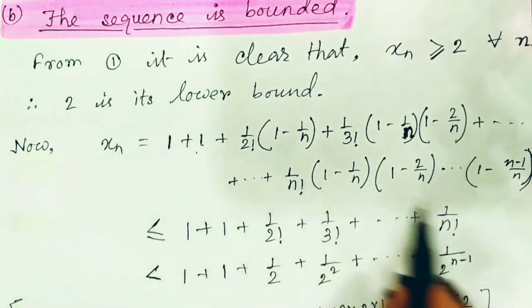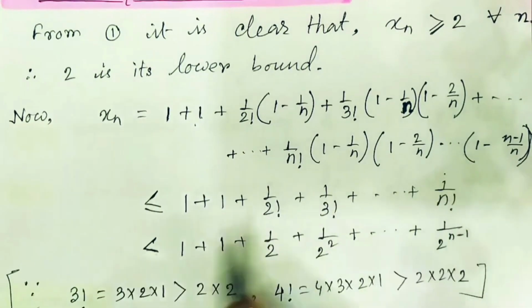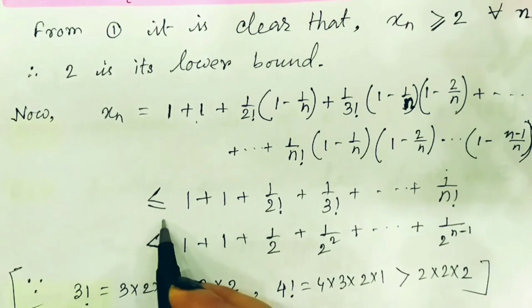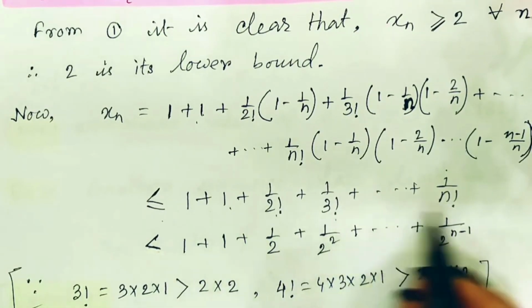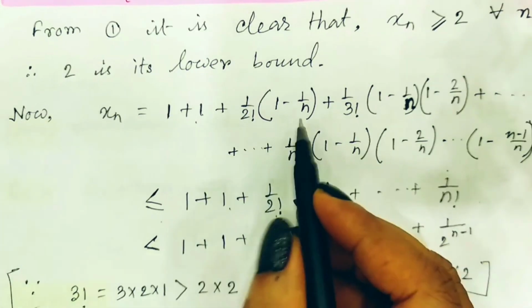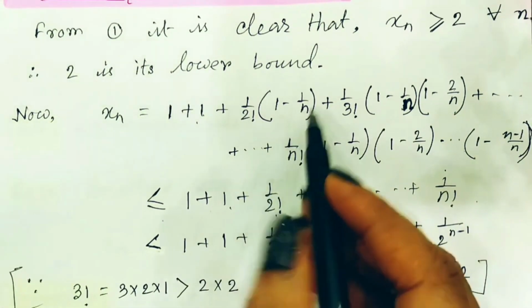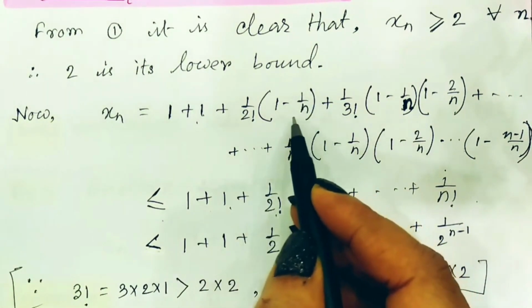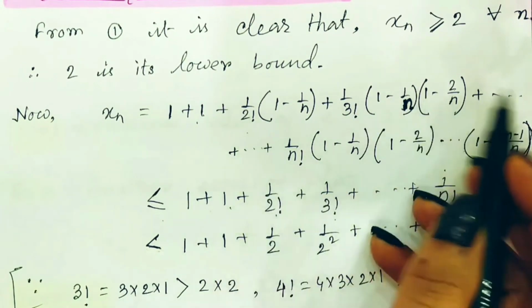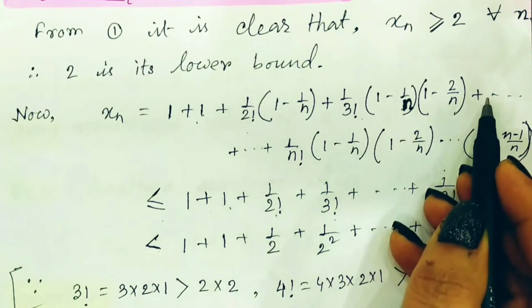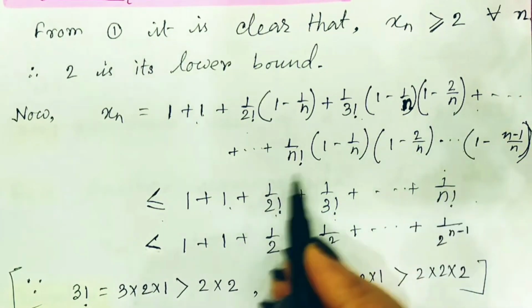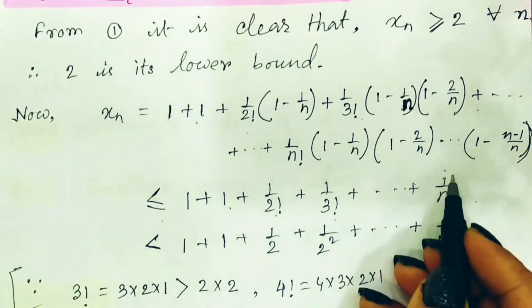Here xn is equal to this expression, so we can write this as less than or equal to 1 plus 1 plus 1 by 2 factorial, 1 by 3 factorial, in this way. How? If we consider n tends to infinity, then it becomes 0. So we will find it is 1 by 2 factorial, and likewise for the rest, 1 by 3 factorial only, the next term 1 by 4 factorial only, and the last term is 1 by n factorial only.